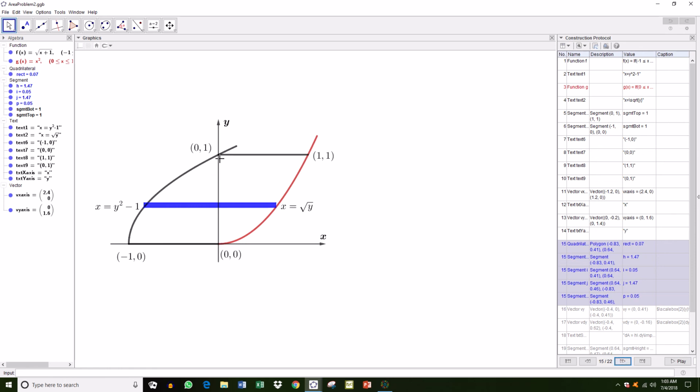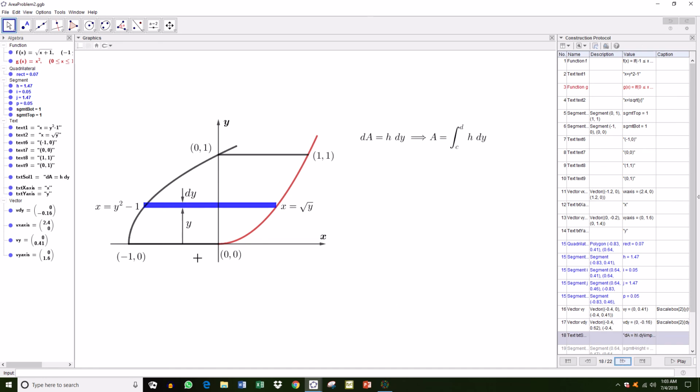Okay, so immediately draw y and a dy. So the rectangle is located at a distance of y from the origin or from the x-axis, and it has a width of dy. And the differential area is, in this case, h times dy.